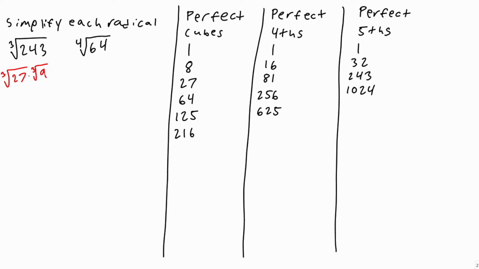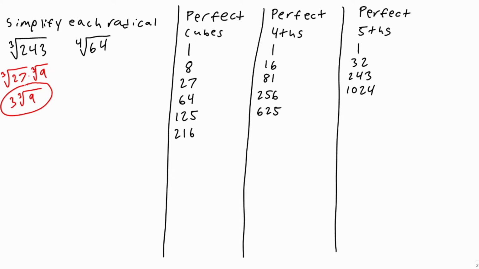And just like we did with simplifying square roots, we do the cube root of 27, which is 3, and then the cube root of 9 stays there. And this is our answer. So just like with the square roots, but this time we're looking at specifically perfect cubes.